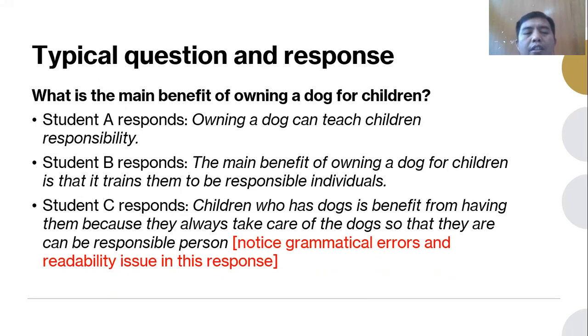But then you notice that there are some grammatical errors and readability issues in the student's response. If you as a teacher gave a score to student C lower than the scores given to students A and B, because of these grammatical errors and readability issues, then your measurement could be said not valid, because in this case, you are measuring students' ability in writing using proper grammar, instead of measuring students' reading ability.